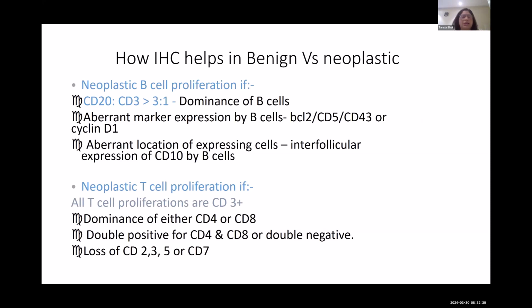Now, how does IHC help in benign versus neoplastic? Number one is that you call something a neoplastic B cell proliferation. I already told you the CD20 is way more in excess of CD3.